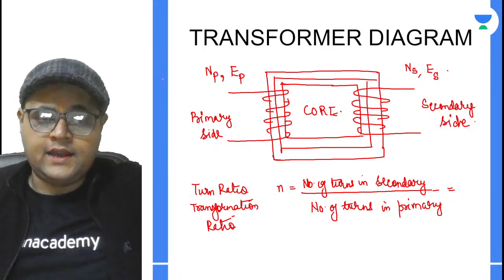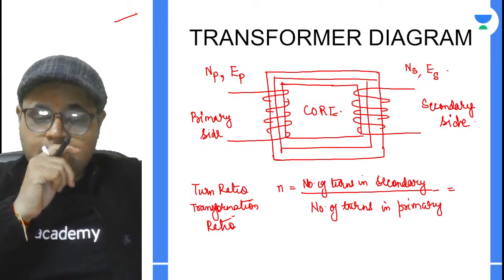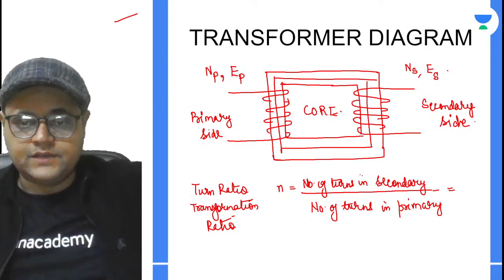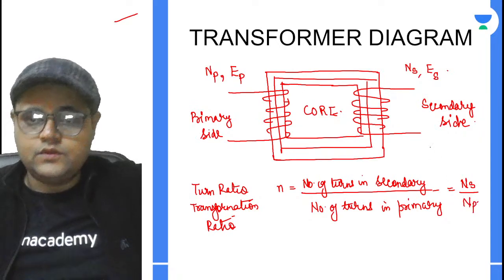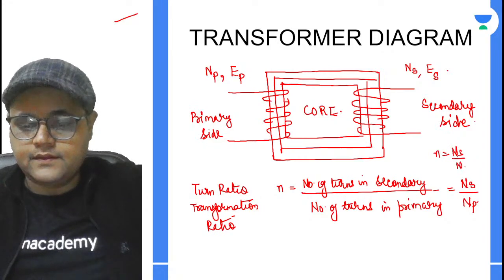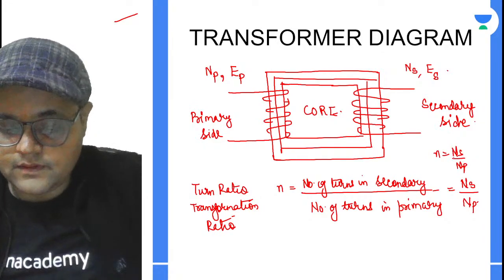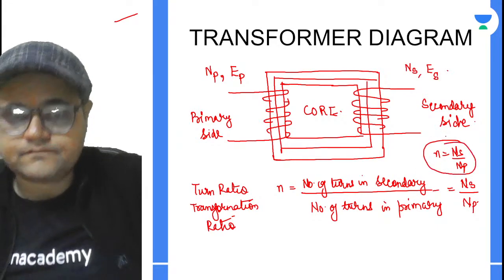I hope you understood what the transformation ratio is. You can write it as NS upon NP. So for me, n is equal to NS upon NP. Now one very important thing.